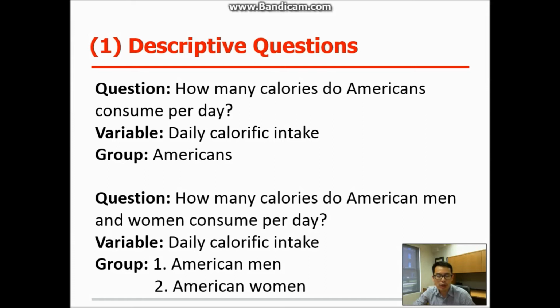Question 2 is, how many calories do American men and women consume per day? There is only one variable, calories, or daily caloric intake. Although we have two groups, Group 1 is American men and Group 2 is American women, and you are comparing the consumption between the groups. However, because there is only one variable or only one outcome, you consider this a descriptive question.